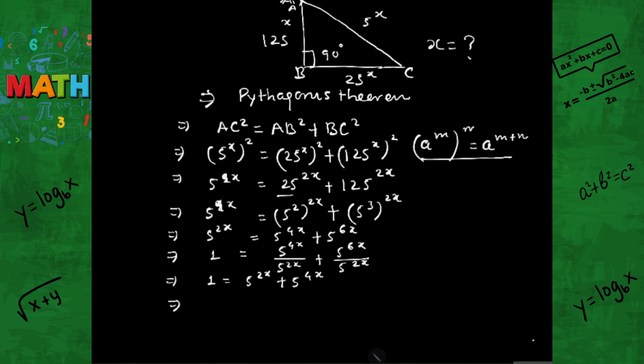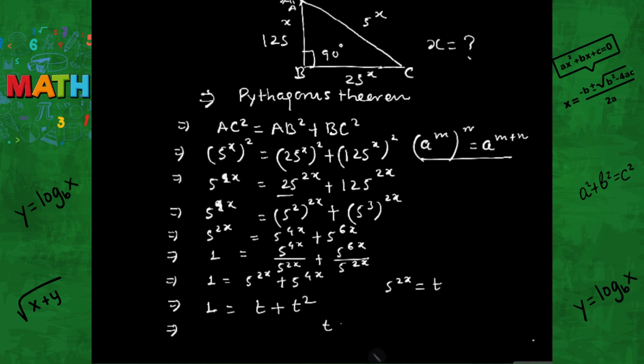Now let's assume that 5 to the power 2x is equal to t. So this will become a simple quadratic equation: t plus t square equals 1. Now you can apply the formula to solve the quadratic equation.